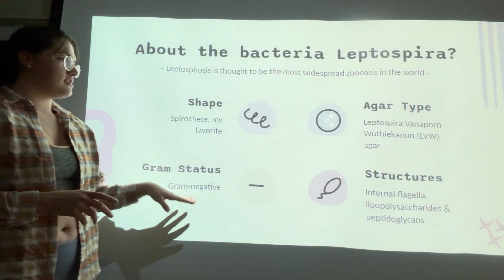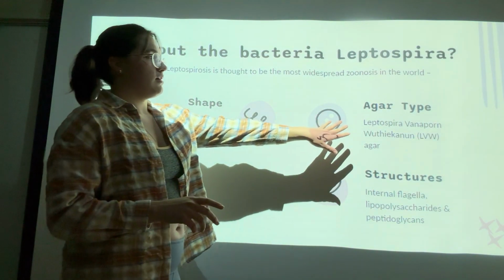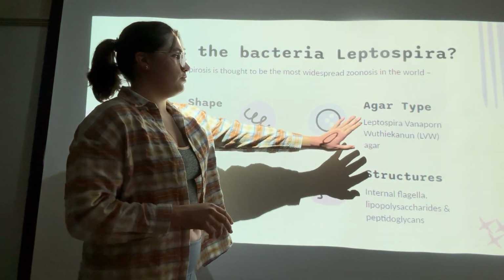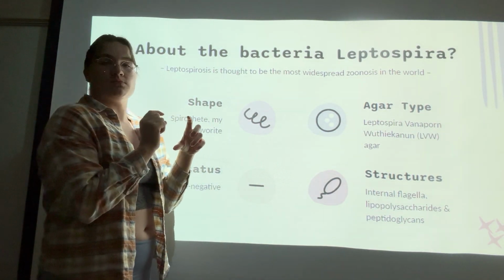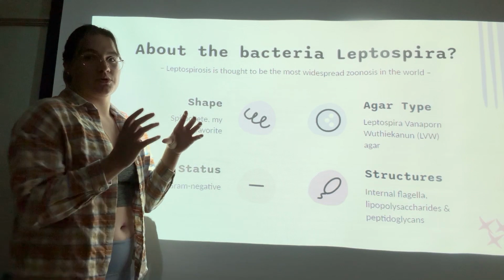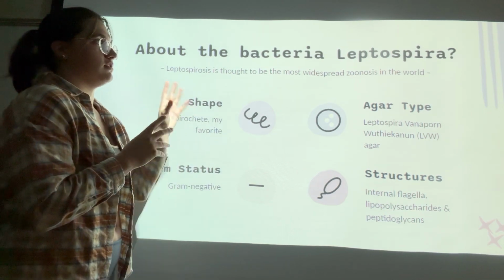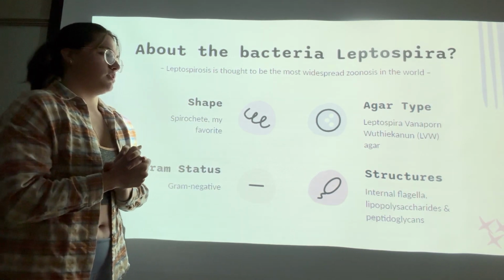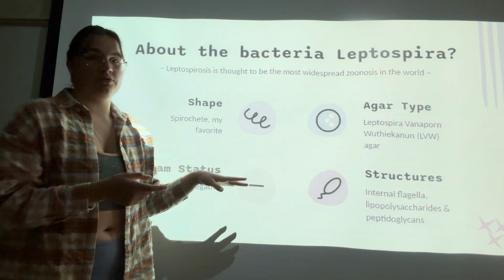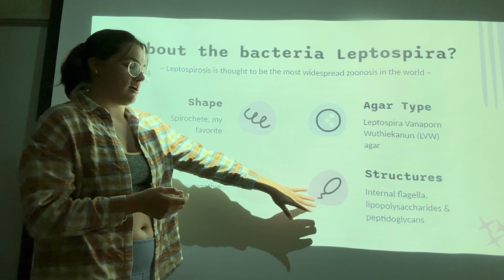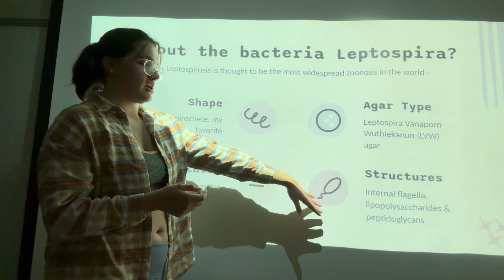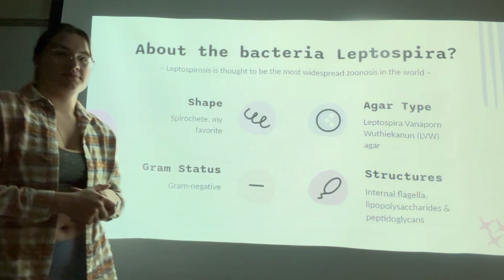The gram status is going to be negative. The agar type is the LVW, it's a clear agar, and it'll cause small white spots, which would be concentrations of the Leptospira. The structures, it has internal flagella, and then it has structural proteins on the outside, which would be lipopolysaccharides and peptidoglycans.